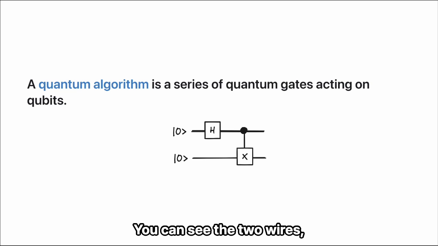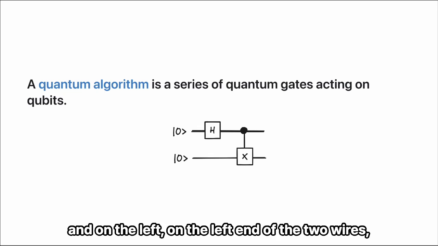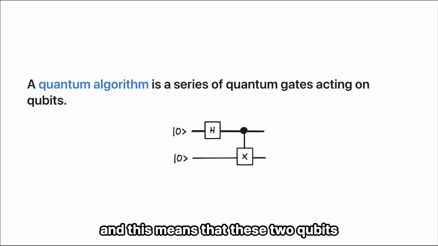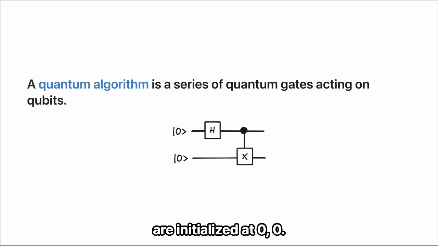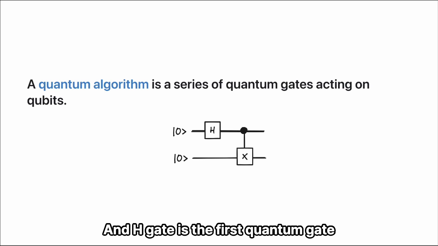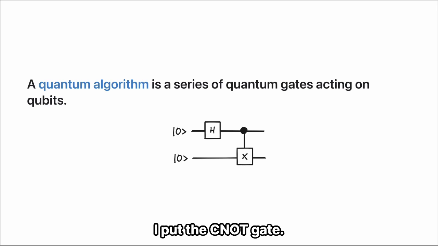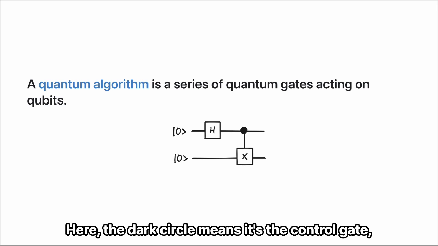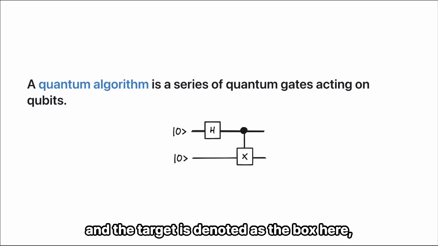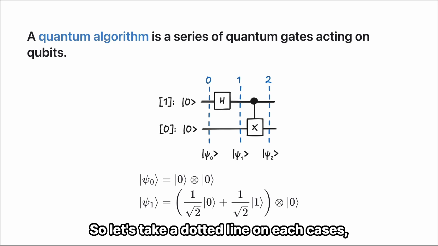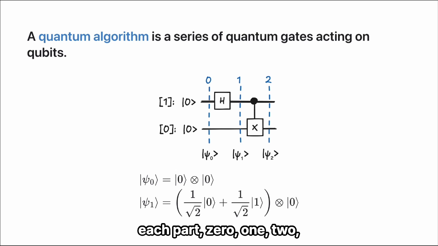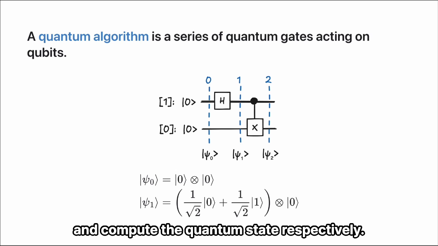You can see the two wires, and on the left end of the two wires I put ket 0, which means that these two qubits are initialized at 0, 0. The H gate is the first quantum gate applied on the top wire, and next I put the CNOT gate. Here the dark circle means it's the control, and the target is denoted as the box here. So let's take a dotted line at each part, 0, 1, 2, and compute the quantum state respectively.